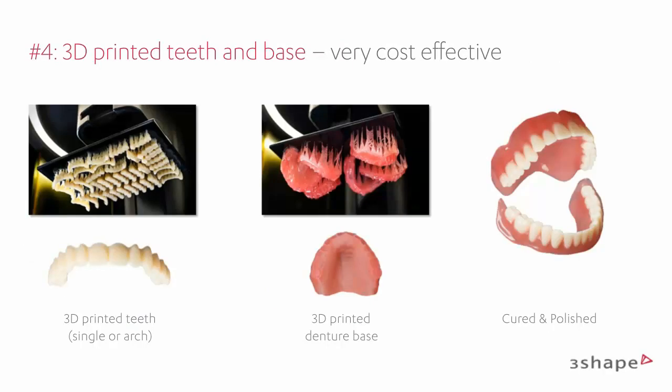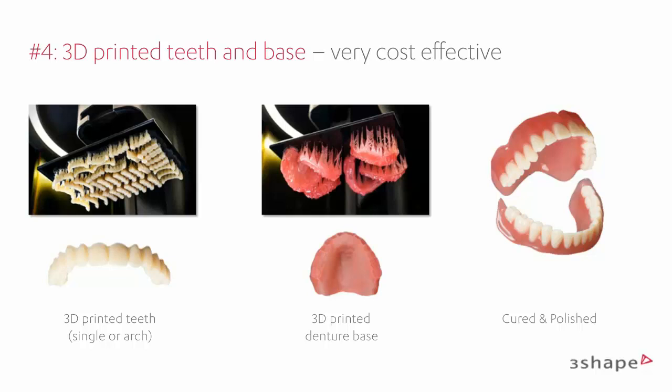Then we have 3D printed base and 3D printed teeth. Now we have the 3D printed base. Unfortunately, Sirona were some chickens. They didn't launch the 3D printed teeth material, because they want to protect their tooth business. But there is no doubt that the end game is to print both the teeth and the base, and it will give extremely cost-efficient dentures.